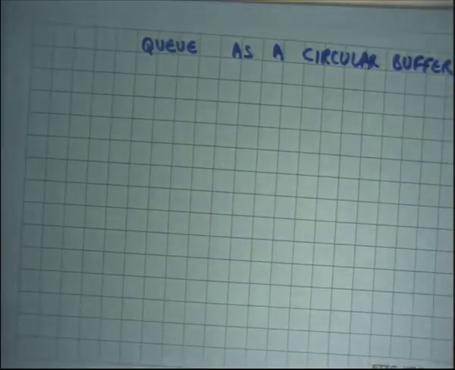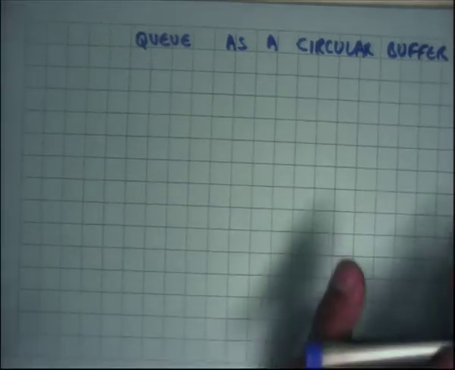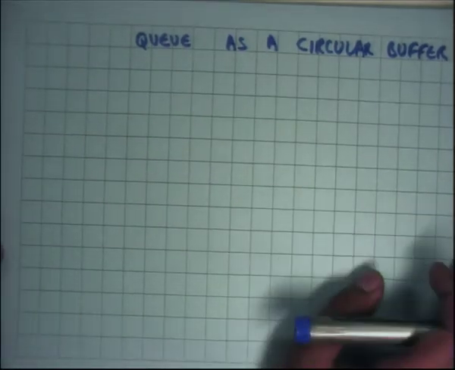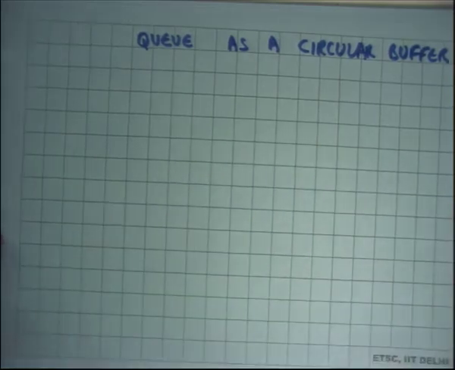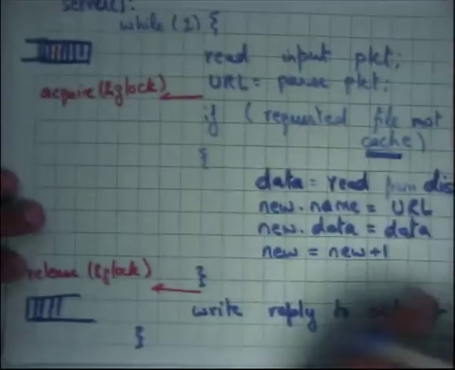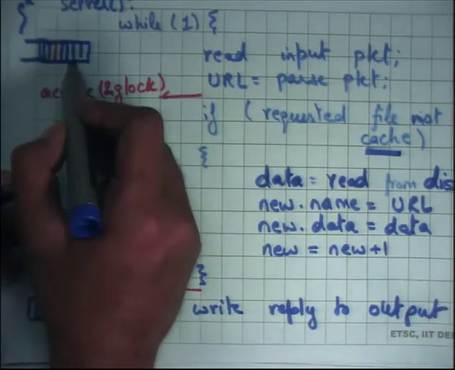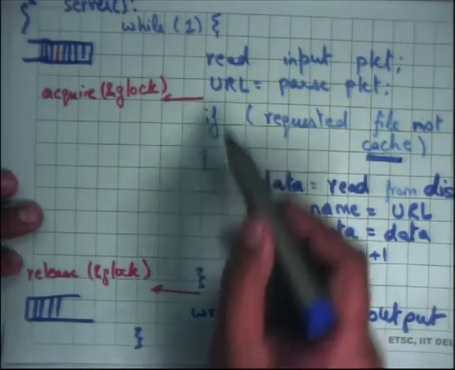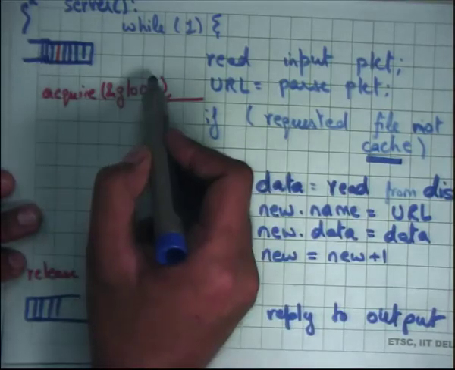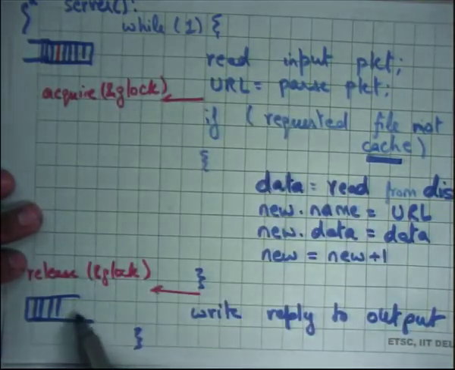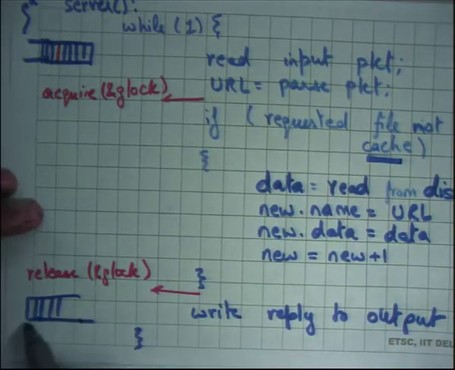Right. So let's write some code to basically implement a queue. Firstly, why do I need a queue? I need a queue because there is a network thread that is adding to the queue, and there are multiple server threads which are removing from the queue. Similarly, there's a server thread that's adding to this queue, and a network thread that's removing from this queue.